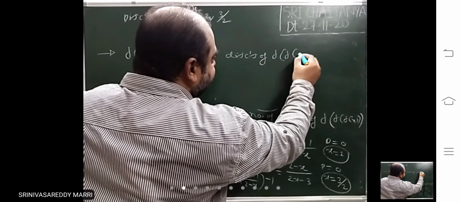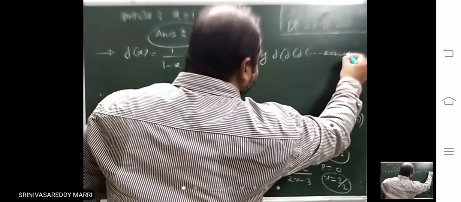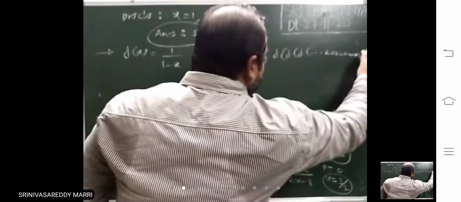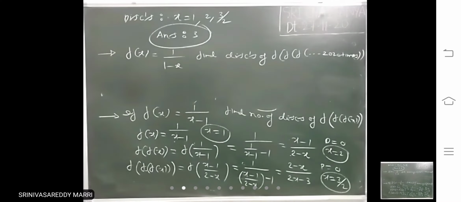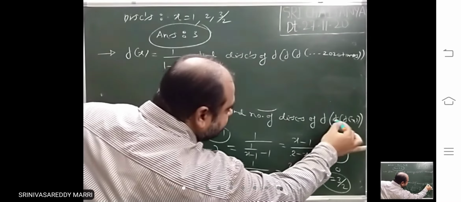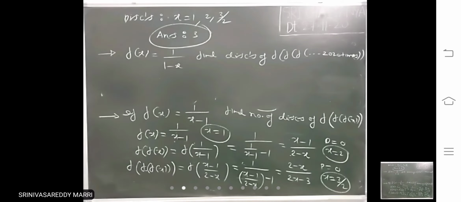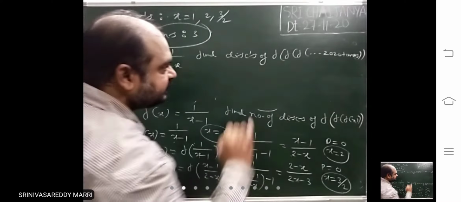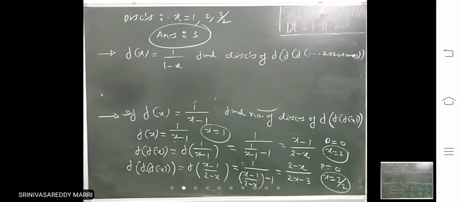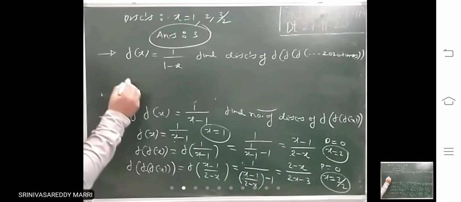f of f of, and so on, 2020 times. How many are there? 1, 2, 3. Now he is telling 2020 times. So no need to get scared of 2020 times. Just start like this. Finally f of x will be there.